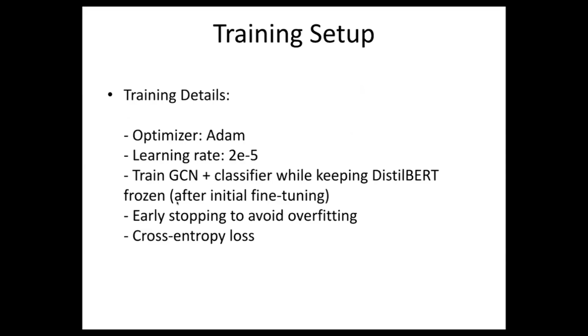For the training setup, we fine-tuned DistilBERT initially, then froze it during training. The GCN and classification head were trained using the Adam optimizer with a learning rate of around 10 to the power minus 5. We used early stopping and cross entropy loss to ensure stable convergence of this GCN during training.